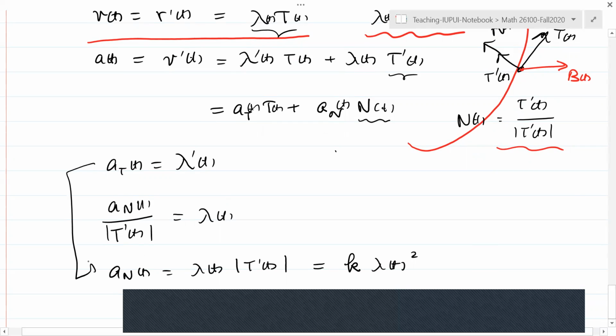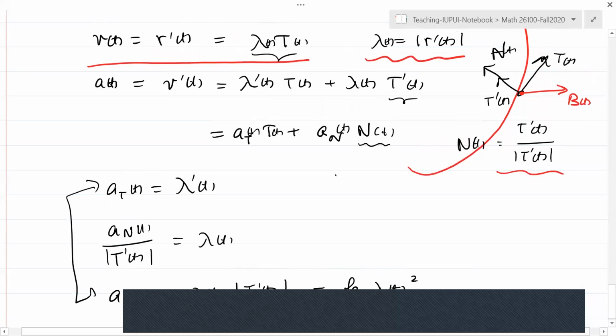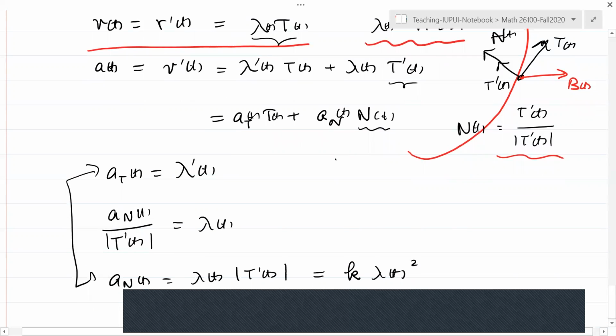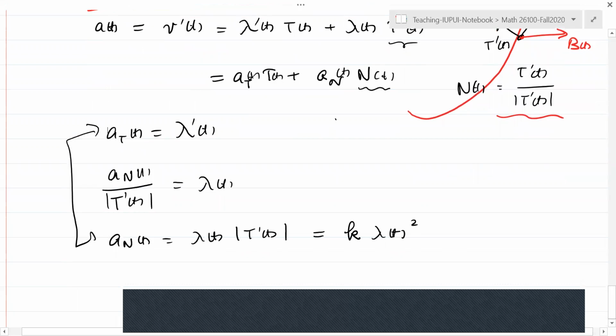So this is a two component, and we can calculate. In order to calculate this two component, all you have to do is just find the length of, you just find the speed. The derivative of the speed gives you the first component, called the tangential component of the acceleration. Then if you find the curvature, curvature times lambda squared, then you get this, right?